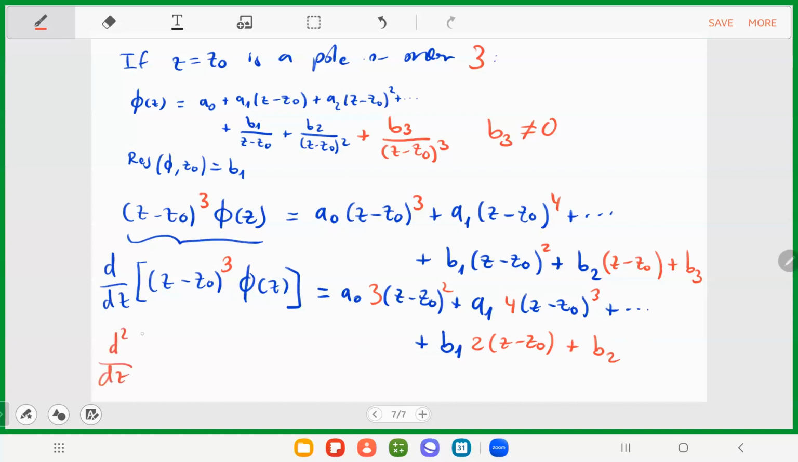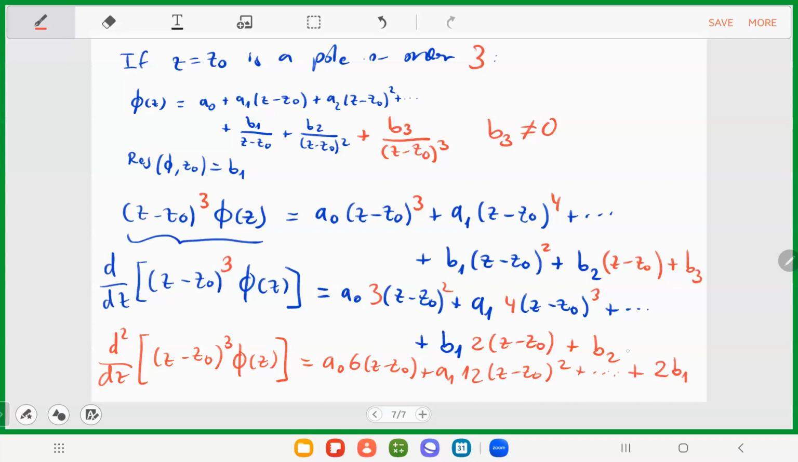Again, this is not helping, but if I take the derivative of this again, so if I take the second derivative of (z minus z0) cubed phi(z), I just take the derivative of the derivative, and then you will see, again, the positive terms are not very interesting. We have 3 times 2, 6, (z minus z0) a1, 4 times 3, 12, (z minus z0) square. But now, when I take the derivative of b1 times 2 (z minus z0), I get 2 times b1. And the derivative of b2 is 0. So if the pole is order 3, I could just multiply by (z minus z0) cubed, take the second derivative, and find the limit of that and divide it by 2.